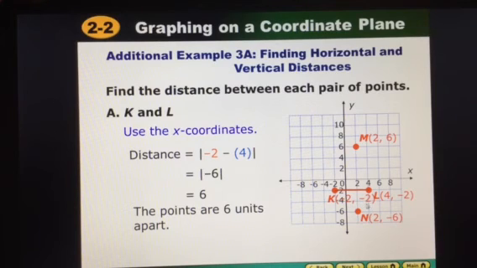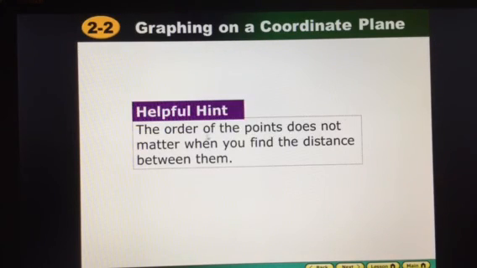You could have also done 4 minus negative 2. And 4 minus negative 2 is 4 plus 2, which would be the absolute value of positive 6, which is also 6. The order of the points does not matter when you find the distance between them. Just like I just told you, we could have gone 4 minus negative 2.